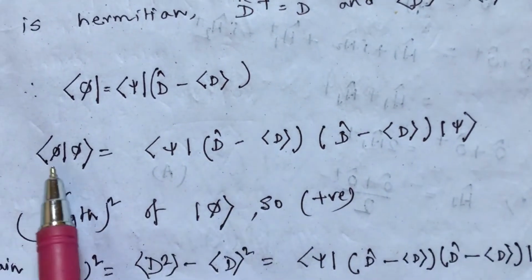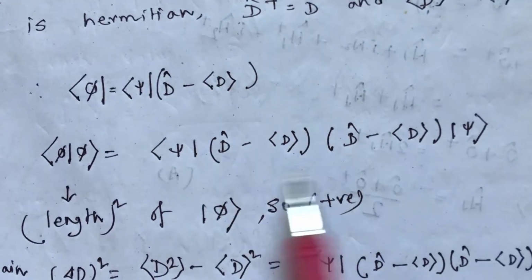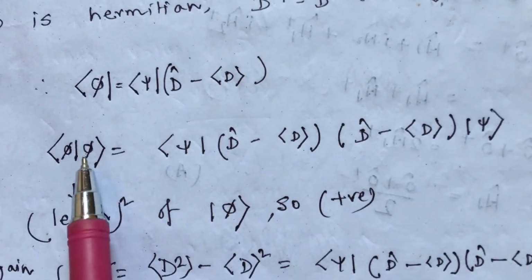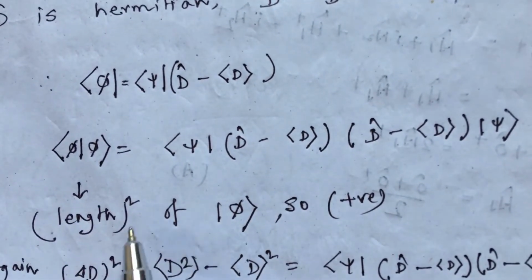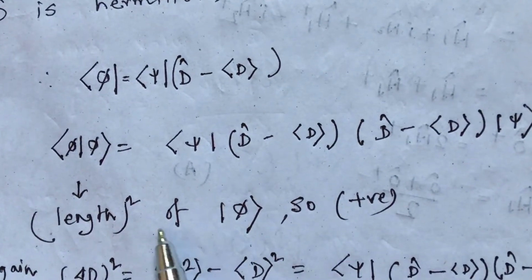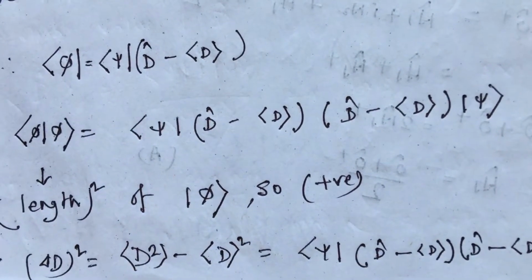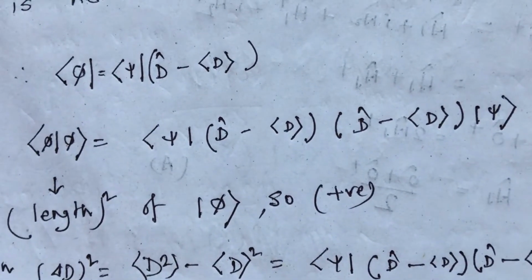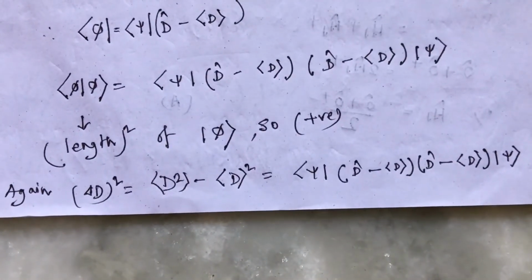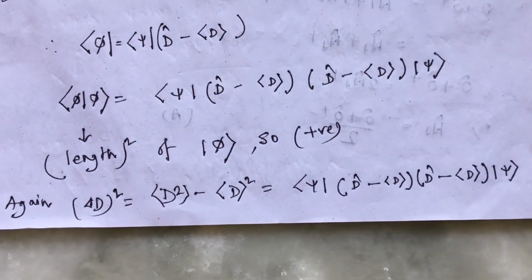I have put the expressions of phi here, and this is nothing but the length square of phi, because this is just the scalar product of phi with itself, which gives me the length square of the state phi. And as it is a length square, this is also positive. So as the left hand side is positive, this right hand side thing is also positive. So I have proved here that this entire quantity is a positive thing.